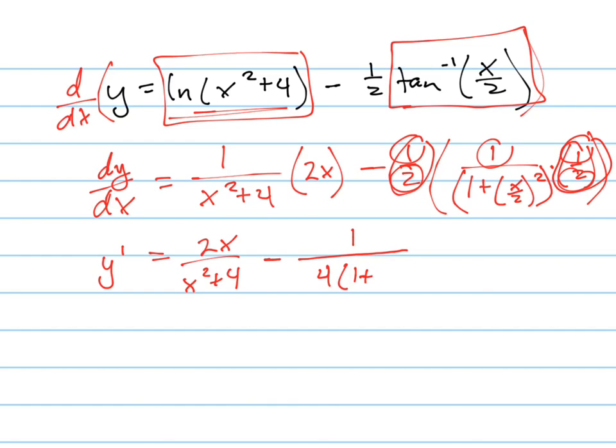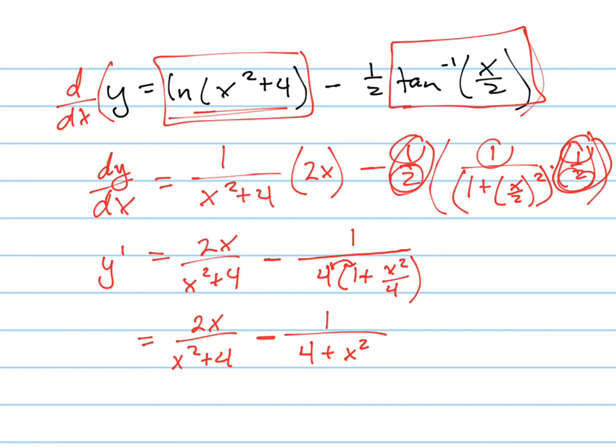1 plus x squared over 4. You can distribute that in if you want. So actually what you can do is distribute this 4 in now, so clean it up even more. That equals 2x over x squared plus 4 minus 1 over 4 plus x squared.